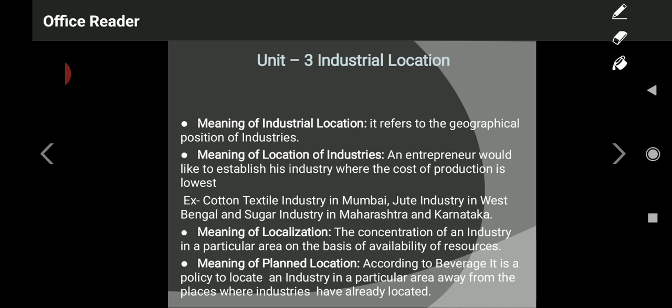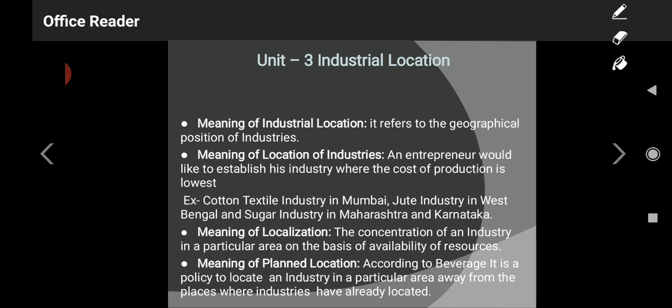Suppose you want to start a cotton textile industry in India, where are you going to start it? The suitable place for that is Mumbai, which is in Maharashtra. If you start a cotton textile industry in Mumbai, Maharashtra, the cost of production will be very less compared to other locations. This is what location of industries means.